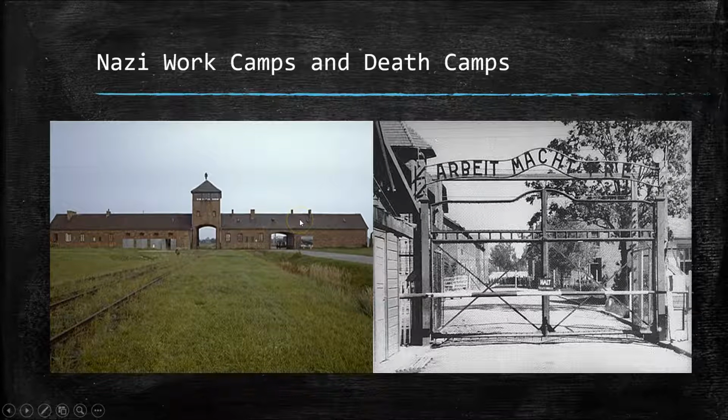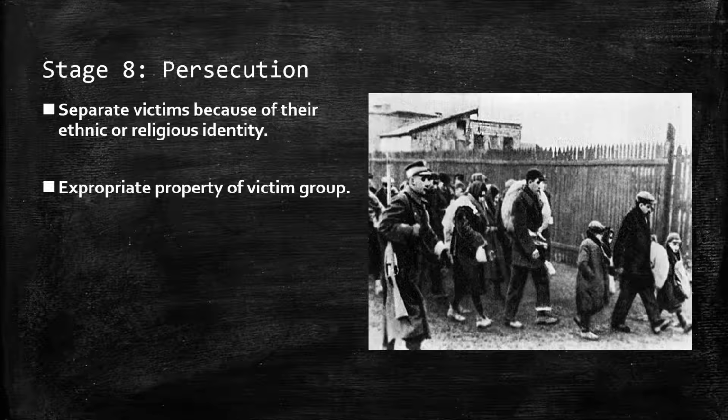So stage 7, preparation, is not easy. And it shows definitely malice aforethought, that this is not a spontaneous act. It's a very well thought out act. Which brings us to stage 8, persecution.